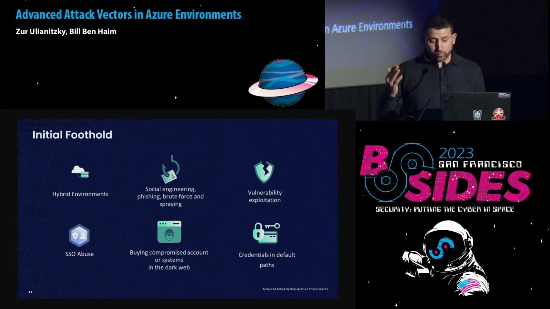Another possible and really common way is by actually buying some compromised accounts on the dark web. Those are pretty cheap and sometimes also MFA claimed, so even conditional access or any type of MFA set in place can be bypassed using this type of method.